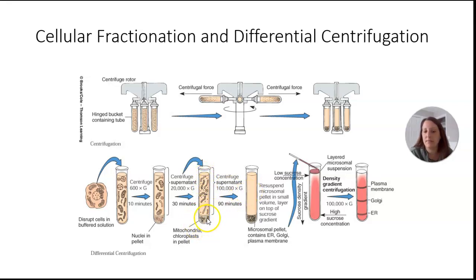just the mitochondria. If I take this in a new tube and spin it again in this machine, much faster, so 100,000 Gs for 90 minutes, what I'm going to pellet here is pretty much everything else. The ER, the Golgi, the plasma membrane. Okay, so I can separate out the component pieces of the cell, and I can study those individually by doing cellular fractionation, breaking open the cell, and then differential centrifugation, spinning at different speeds for different lengths of time.